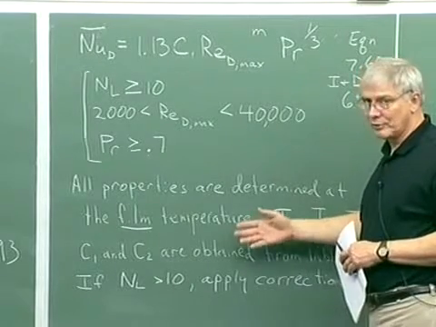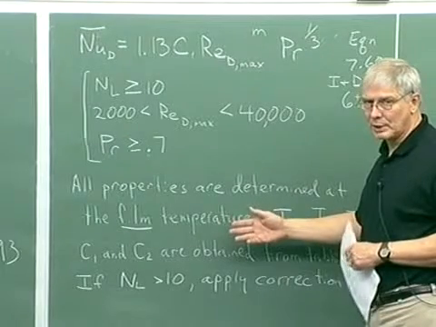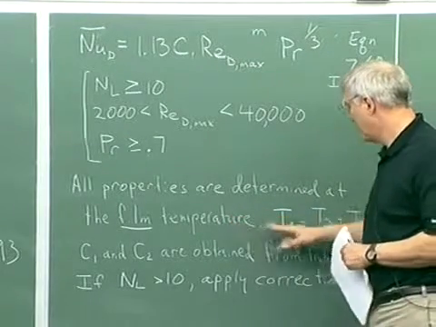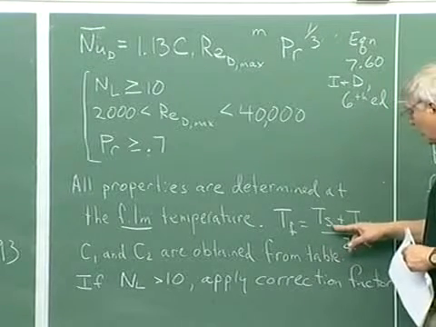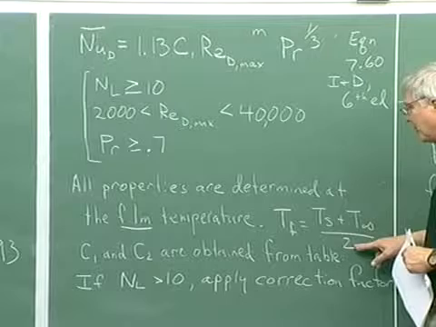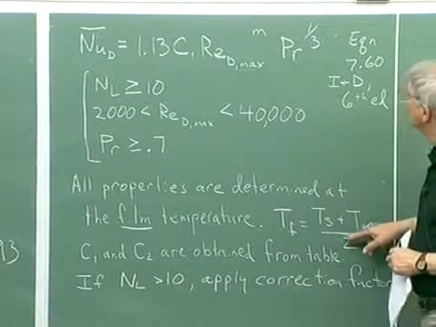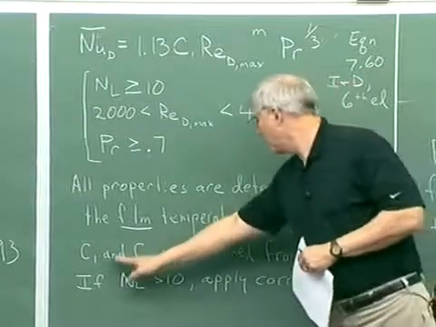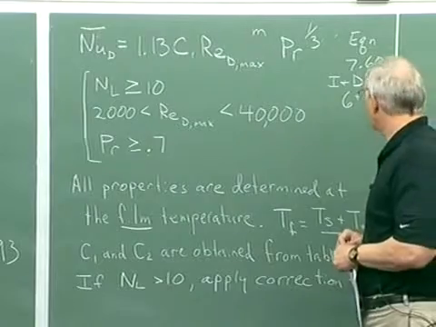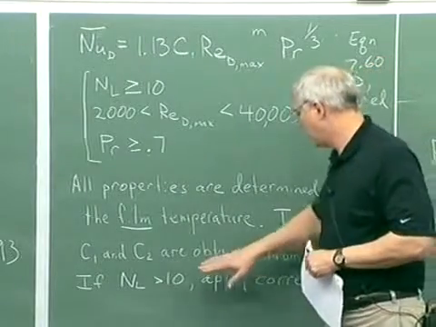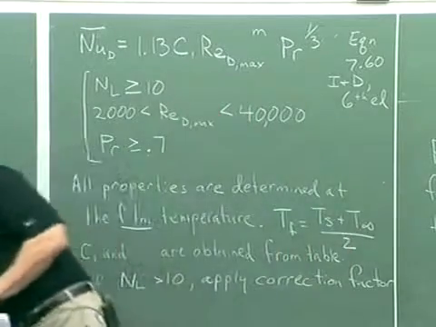Whenever you have a correlation, if you read the paragraph before and after, it'll tell you what conditions to use to calculate the properties. And the film temperature is given by the surface temperature of the tubes plus T infinity, divided by 2. And then we have a couple of constants here we have to deal with. We have C1, which can be obtained from the table in the book, as can m. That should be m right there, I believe. Let's change that to an m.